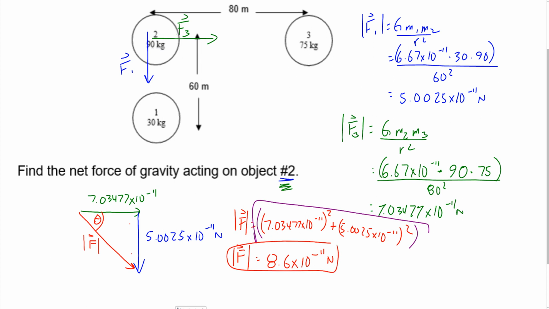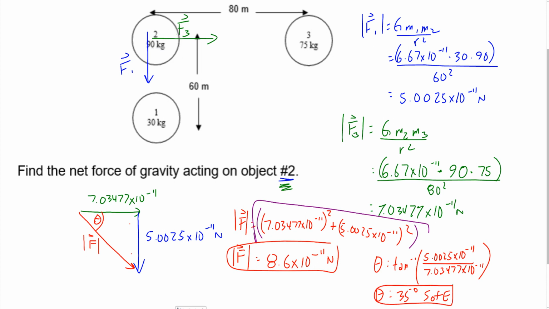And because force is a vector, I need direction. This is an angled direction, so let's do the inverse tan function of opposite over adjacent. That's 5.0025 times 10 to the minus 11 over 7.03477 times 10 to the minus 11. Theta works out to be 35 to 2 digits, 35 degrees. And we'll say south of east here.